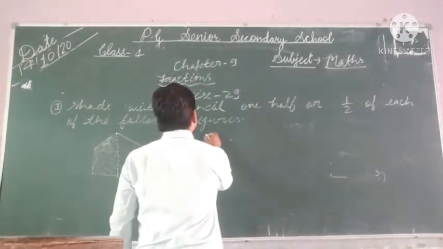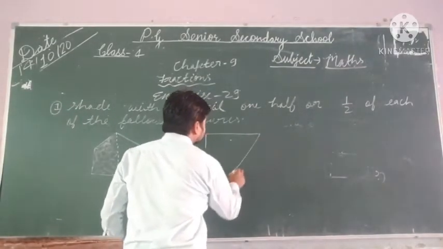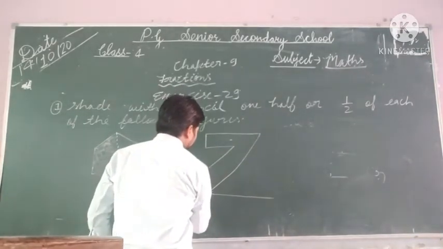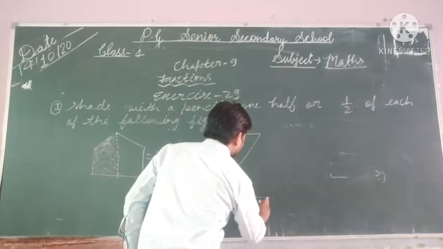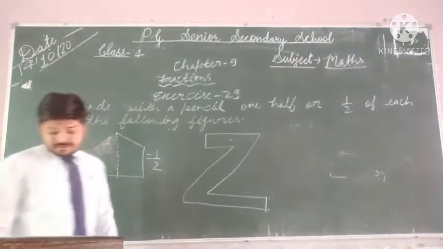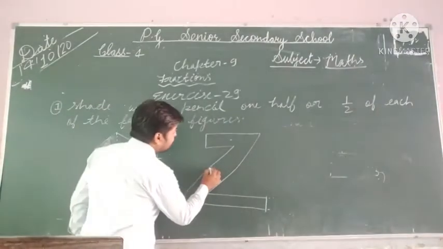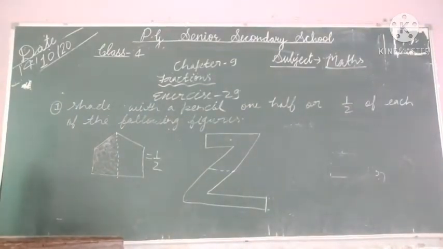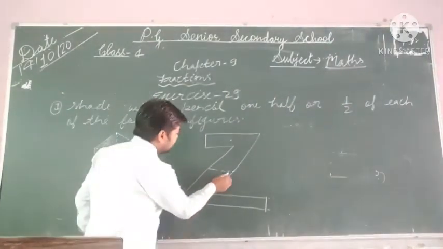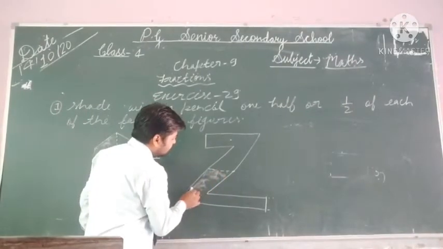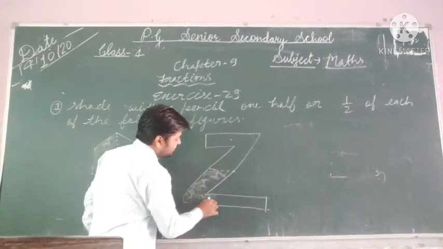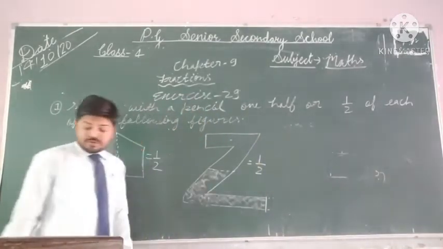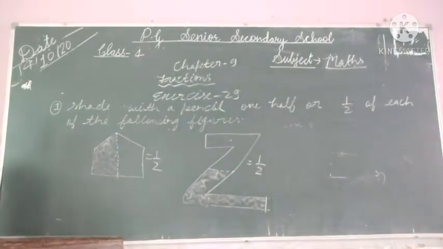Another figure is like this. Okay. And here is a line to make a half. So what you will do? Half portion of this figure you have to shade with pencil. You will shade half part of this figure. Okay. And you have to write here 1/2. So like this you can do first question.